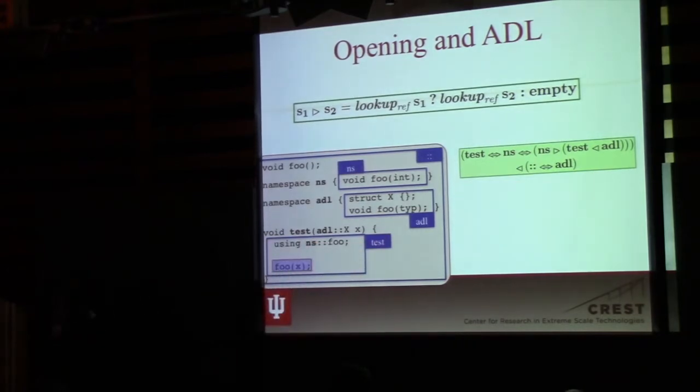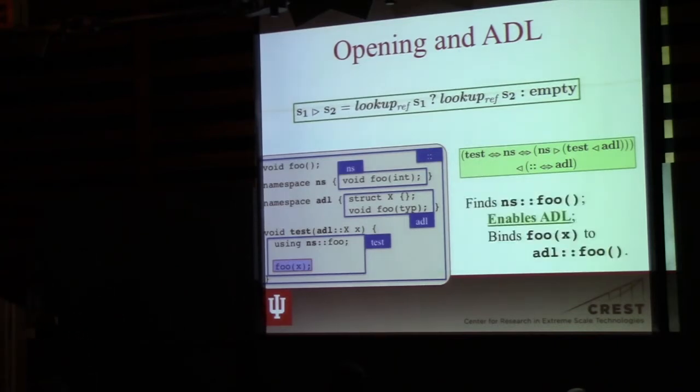Finding something in NS allows you to look up in ADL, but finding something in test disables you from looking up in ADL. So this function call actually succeeds because ADL is enabled. We found something in NS, so we can go into ADL and find the viable declaration. Now, if I add the declaration here, then the call fails to bind because ADL is disabled.